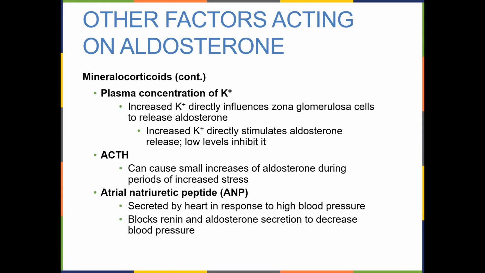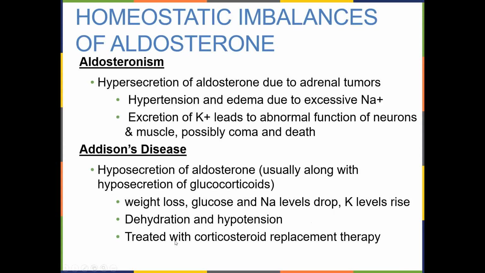So anyway, those are the 4 ways to stimulate the production of aldosterone. The number 1 mechanism is renin-angiotensin aldosterone. Okay.